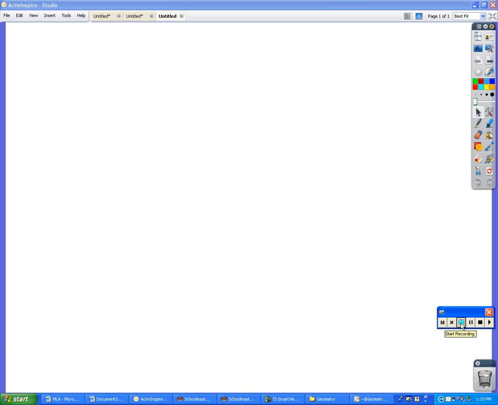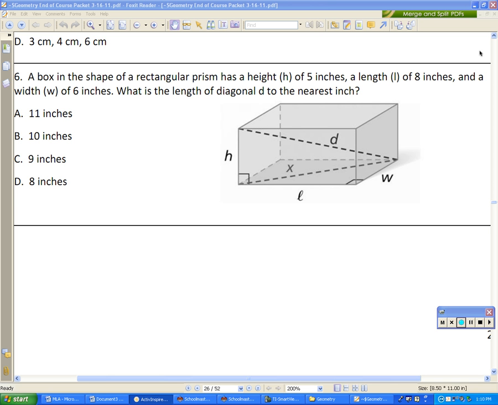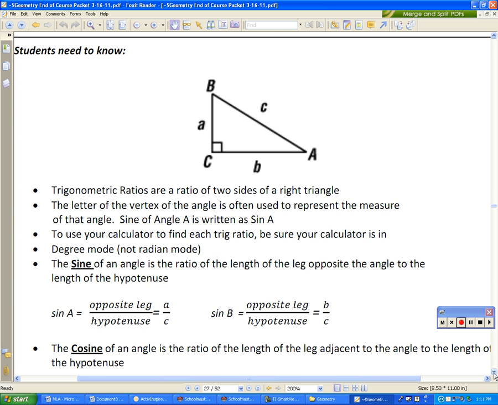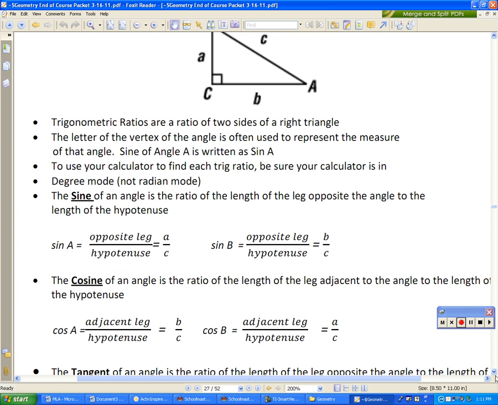Okay, so we are going to continue having fun with numbers, specifically geometry types of numbers. Looks like our next topic here involves trigonometric ratios. We just did this, so you've got this no problem. And so there's your little cheat sheet.